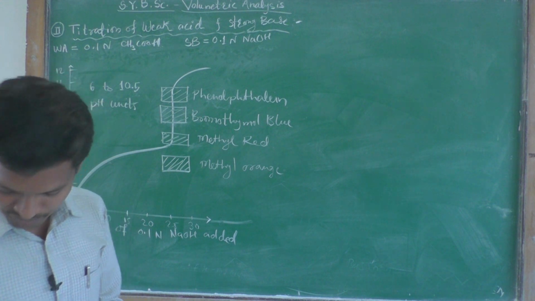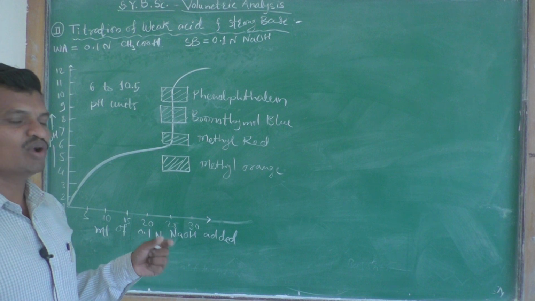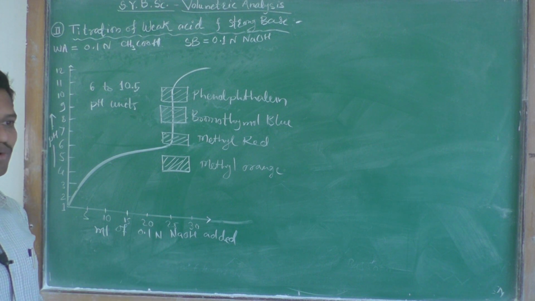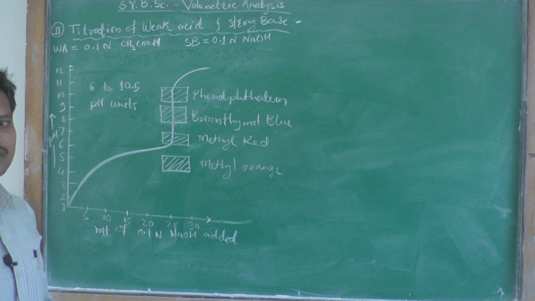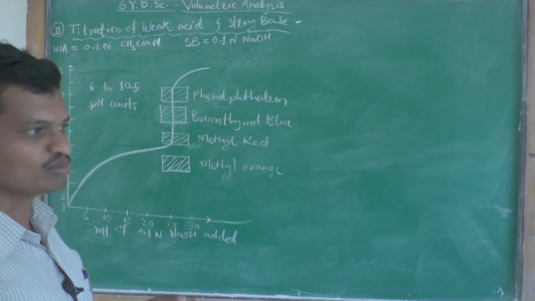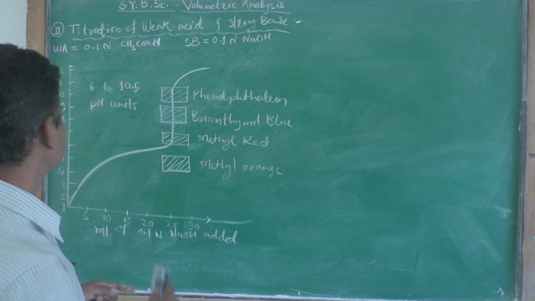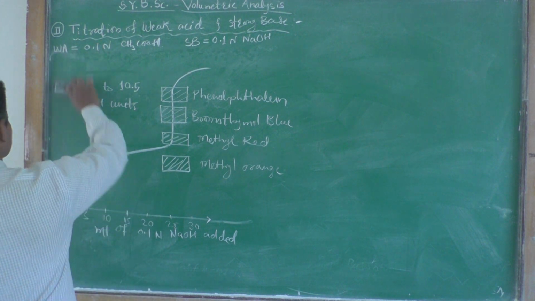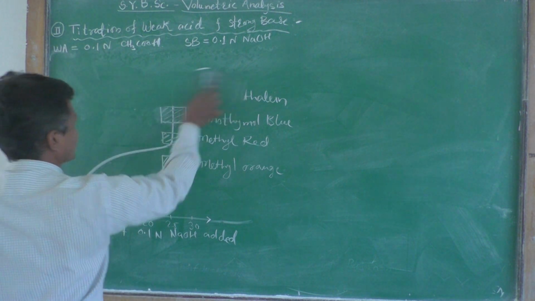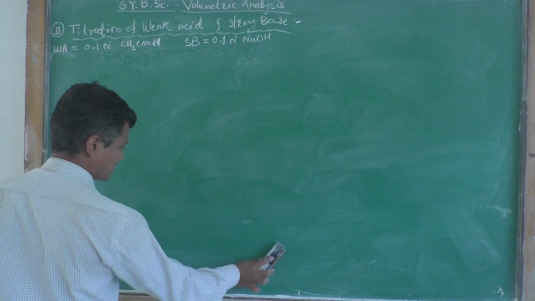Now we have to calculate the pH at the different stages of the titration. We have to calculate the pH values at the different stages of the titration of weak acid and strong base. So let us calculate first the pH at the start of the titration. So, pH at the start of titration.